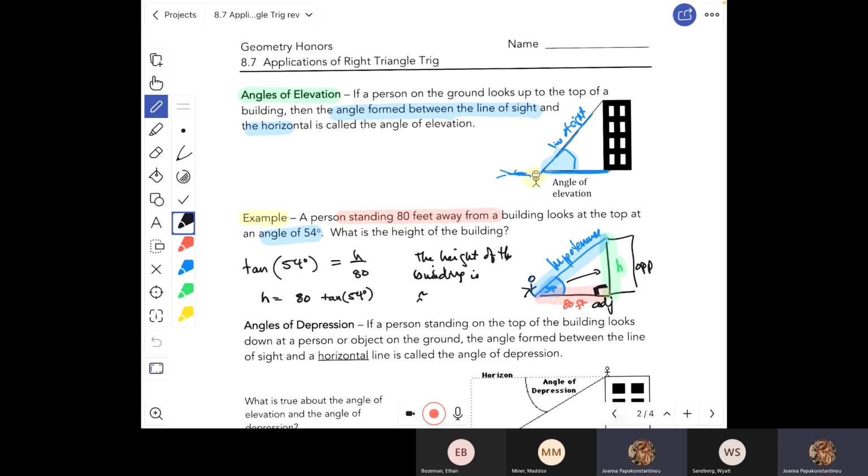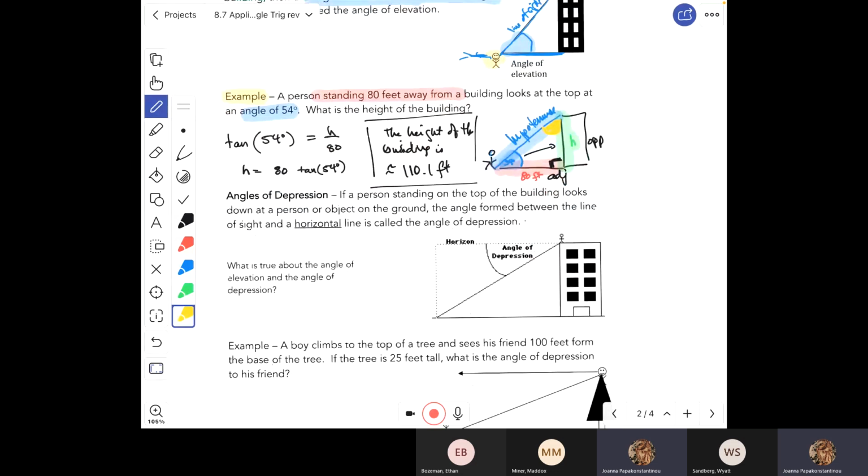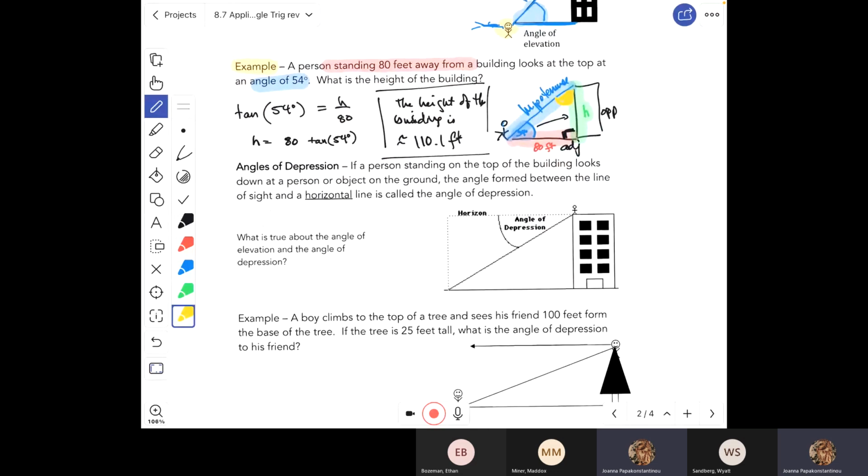Approximately what? 110.1 feet. That is correct. Can everybody get that? Now, if I had that, I could then tell you the hypotenuse, right? Do I know this angle here? Yeah, I could find it if I wanted to. And that might be helpful if we knew that. Which leads me to the angle of depression.